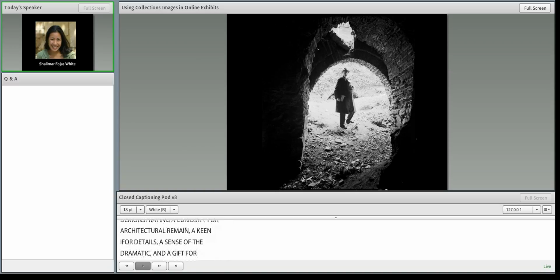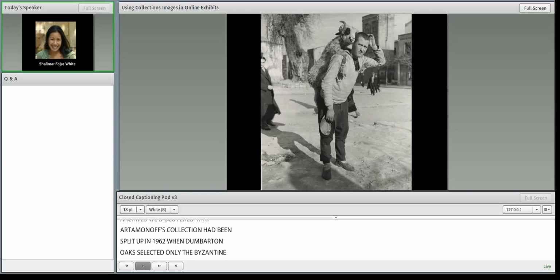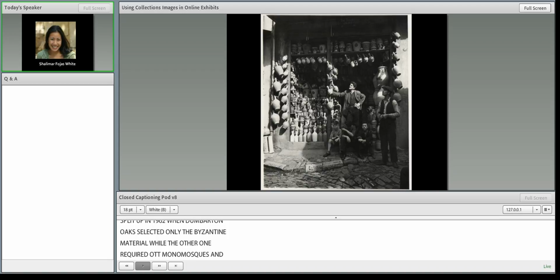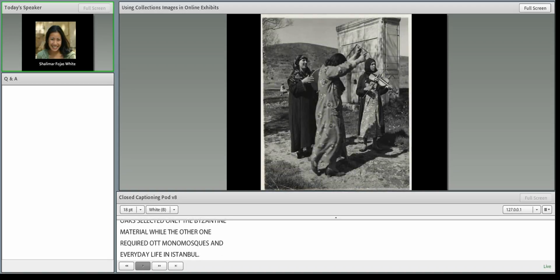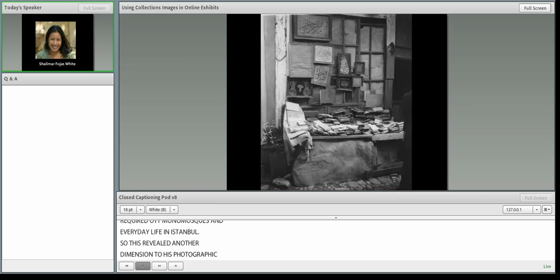And then when we followed up on the lead for the Smithsonian's Freer-Sackler archive, we discovered that Artamonoff's collection had been split up in 1962 when Dumbarton Oaks selected only the Byzantine material, while the Freer acquired the photographs of Ottoman mosques and everyday life in Istanbul. So the Freer photographs were an absolute revelation, revealing another dimension to Artamonoff's photographic personality, a sensitivity to the ebb and flow of daily life, and also the power of photography to distill everyday details and infuse them with a sense of monumentality.